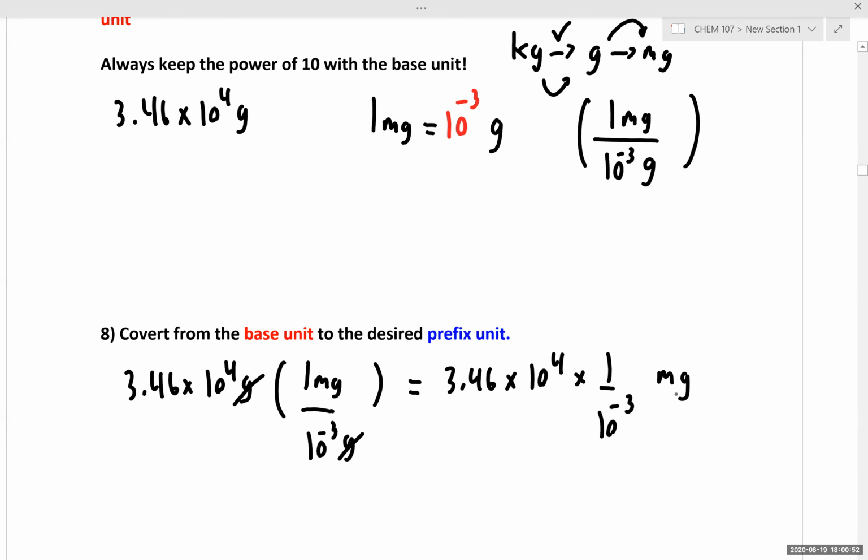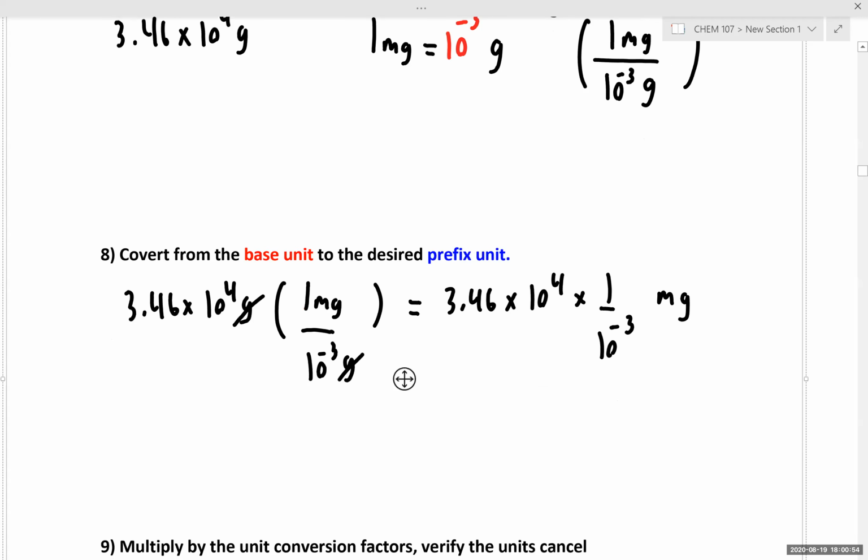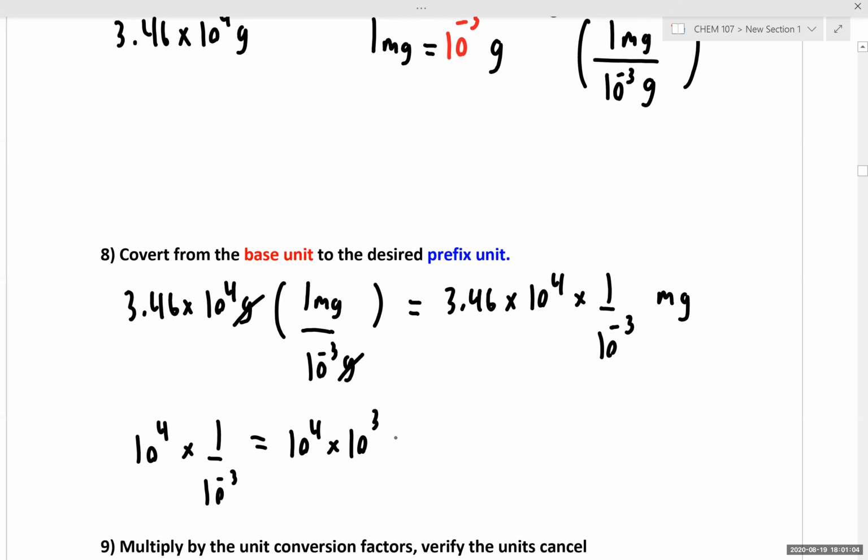milligrams. Now, to help everyone out with the power of 10 addition, if we have 10 to the fourth times 1 over 10 to the negative third, that's equivalent to 10 to the fourth times 10 to the third. We add our powers of 10 together. That gives us 10 to the seventh. So our end result is 3.46 times 10 to the seventh milligrams.